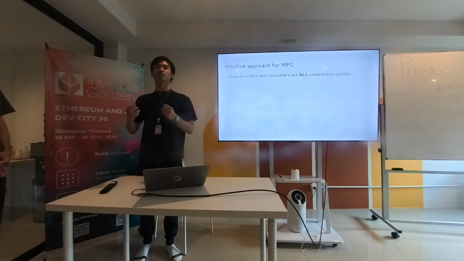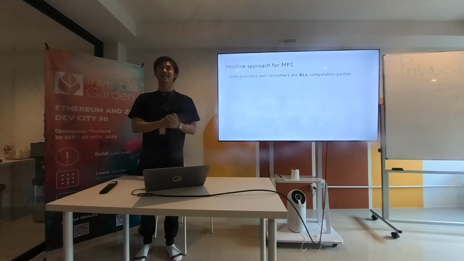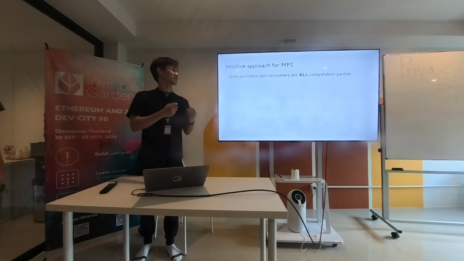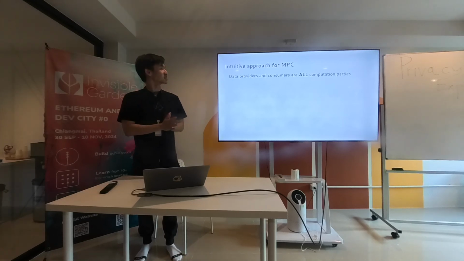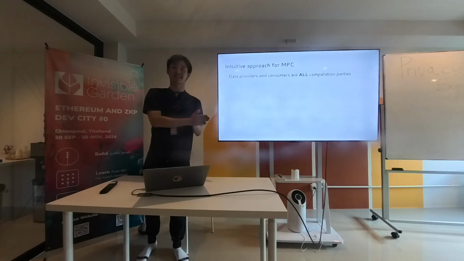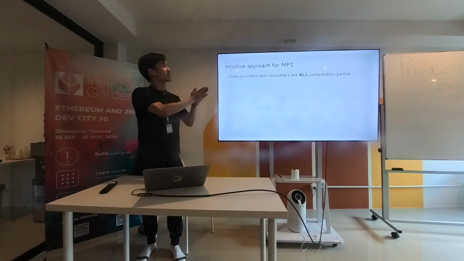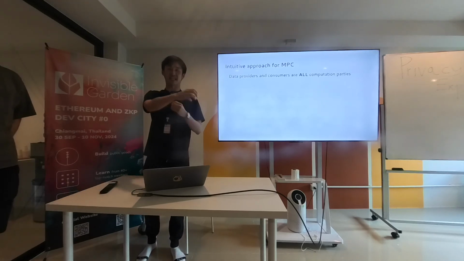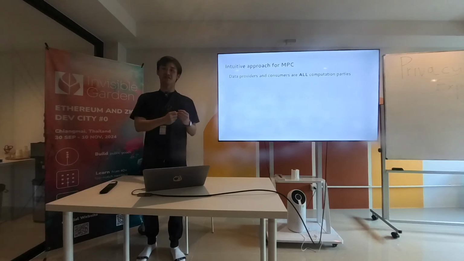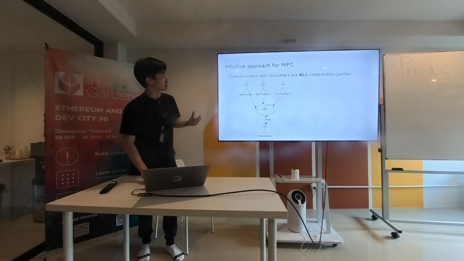So the data provider is the one that provides private data, and the data consumer is the one that queries the statistical computation for this shared data. Actually, the magic of MPC happens because they are all computation parties, which means that these guys need to be involved in the process of computing the MPC itself. What does that mean? Let's look at the diagram.